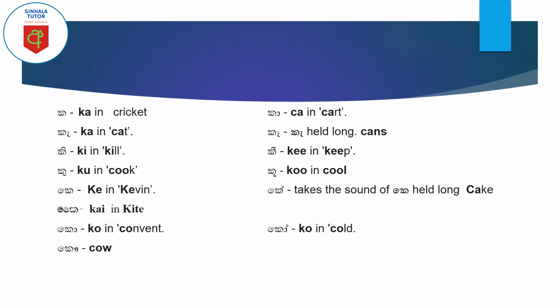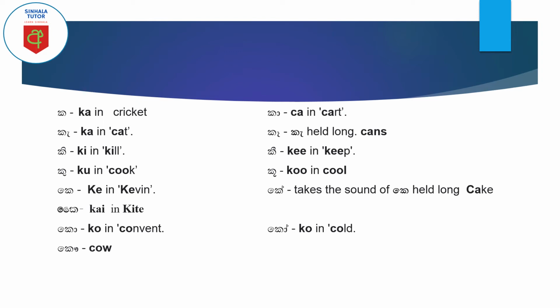Next, the third one is ka. In English, you don't have a special letter for it, a special vowel. But in Sinhala, there is a vowel. As we learned in the previous video, it is a. So ka sounds like ka. Basically, you can hear that sound in the word cat.